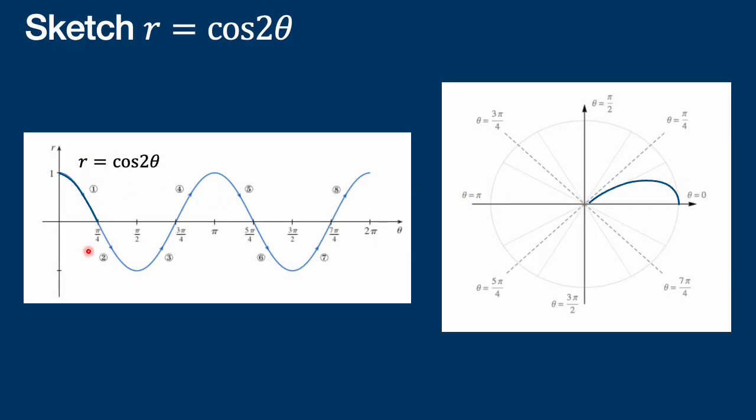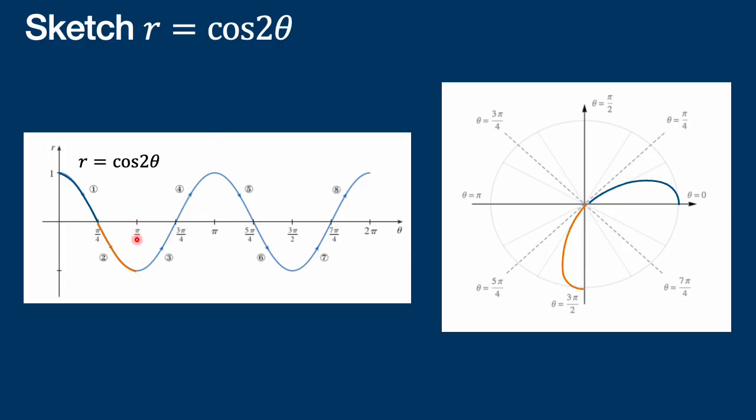Okay? Now, go to the second part. Pi over 4 to pi over 2. The r value is negative, meaning you cannot sketch here. You rotate 180 degrees and sketch in the third quadrant. So theta moves from pi over 4 to pi over 2, and your graph is going to be in the third quadrant. It starts at 0 and goes to negative 1, that's why it is here.